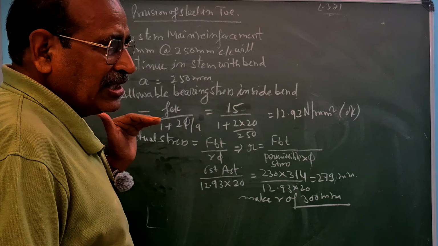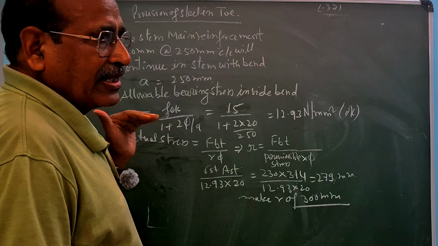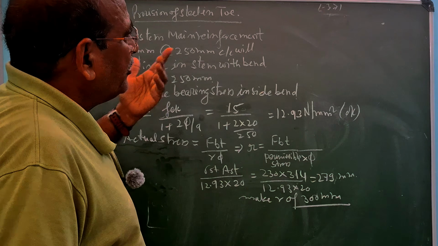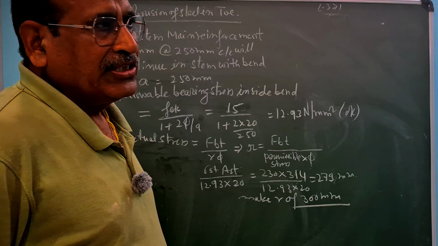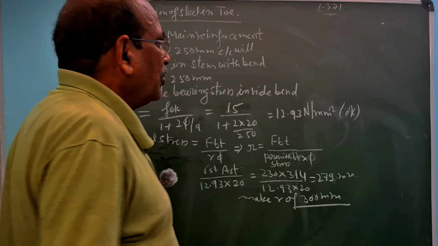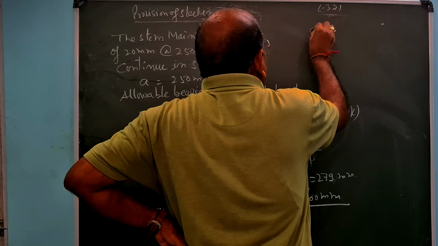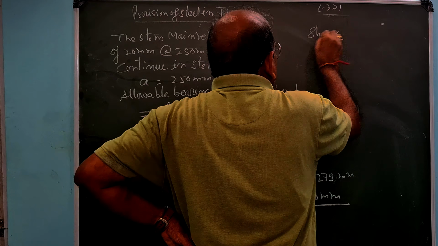The distribution steel we can provide 10 mm at rate, and minimum shear we can check. You can check the shear stress also. So shear can be checked as usual.